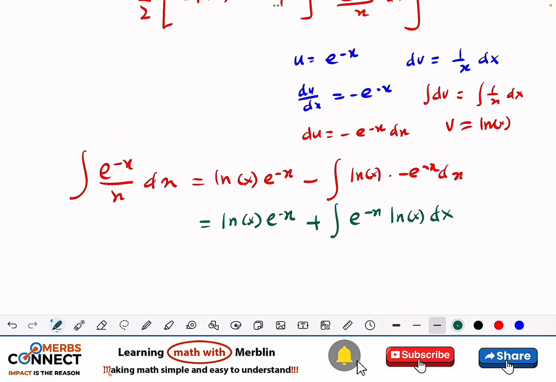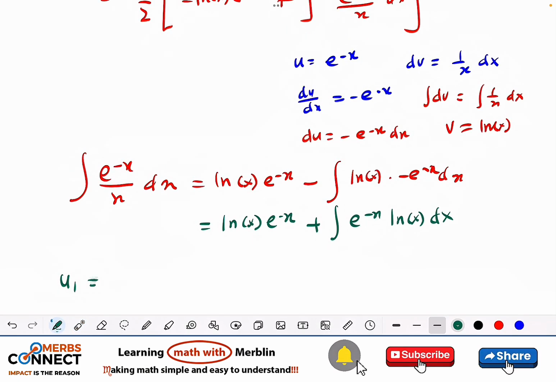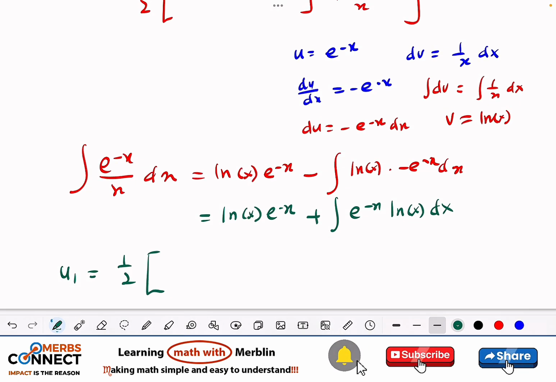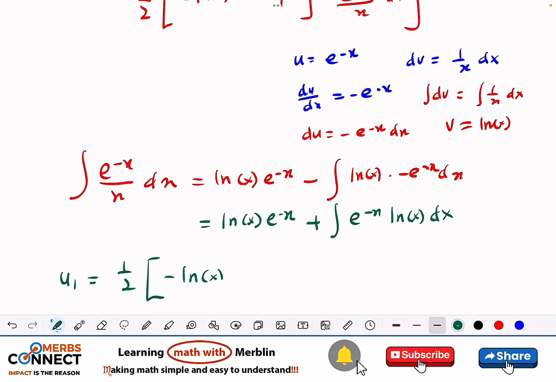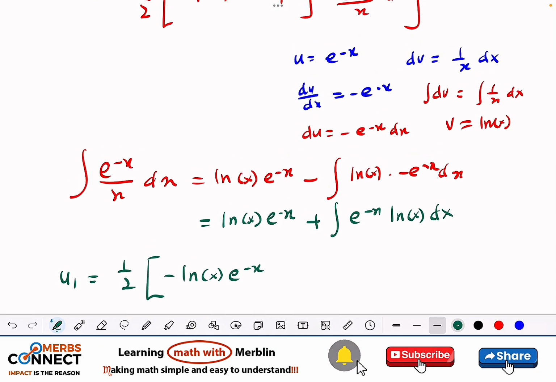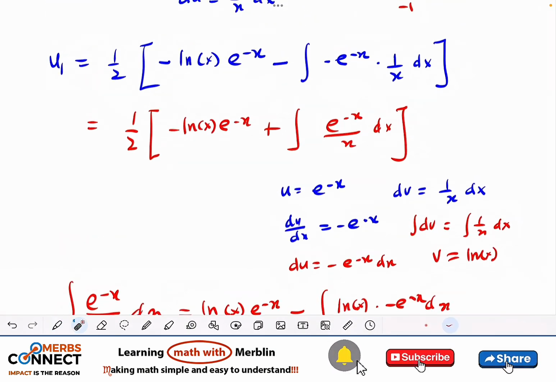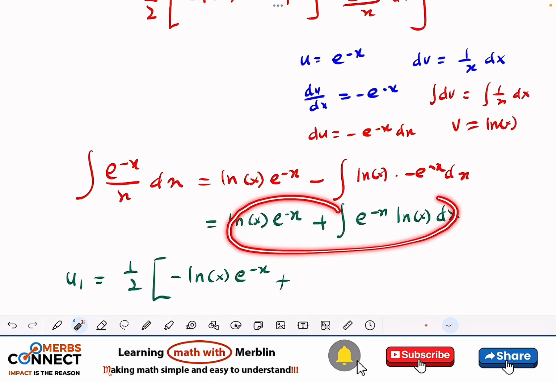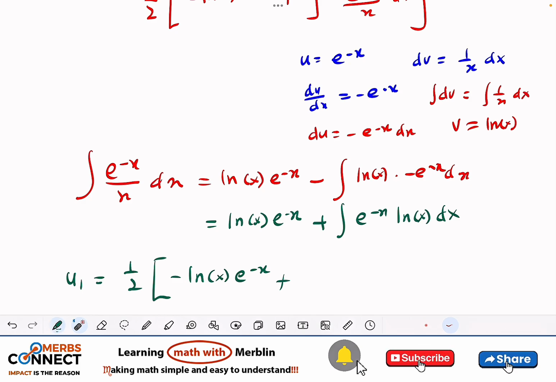Now the integral is going to give us 1 over 2 in bracket minus ln of x e to the power minus x, then plus. So now this part here is basically equal to what is here, right? So let's see what happened. This is going to give us this.